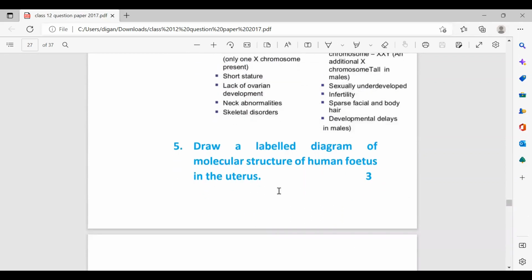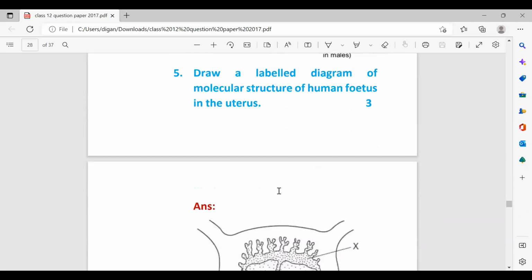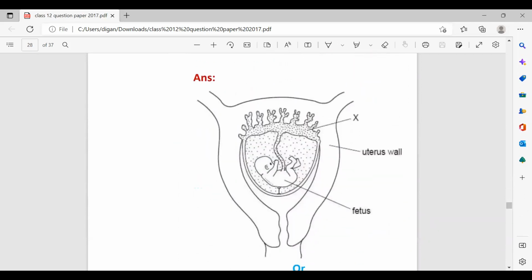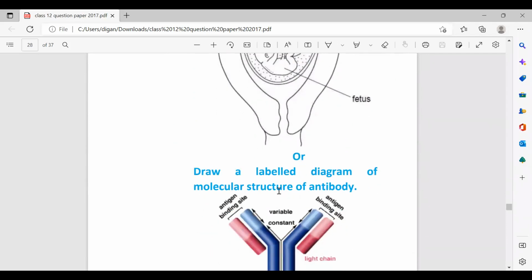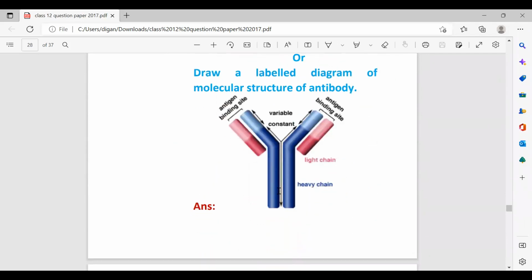Next question is coming. Draw the labelled diagram of the structure of a human fetus in the uterus. So you have to label here the uterus wall mainly and the fetus. Draw the labelled diagram of the molecular structure of an antibody. So this is the structure of the antibody. This is the antigen binding site and this is the antigen binding site. This is the variable and constant region, this is the light chain and this is the heavy chain.